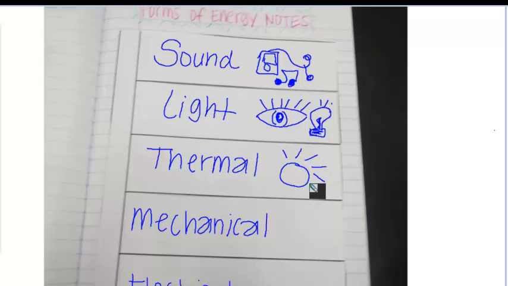Okay, so we want to draw another picture. So we know, we said the sun can give light, but the sun can also give what? Heat. So it's also a form of thermal energy. So if you think about it, some objects or some things in this world actually can produce and give off more than one form of energy.